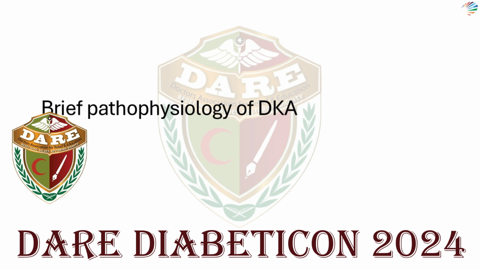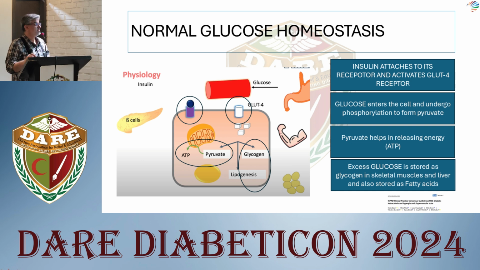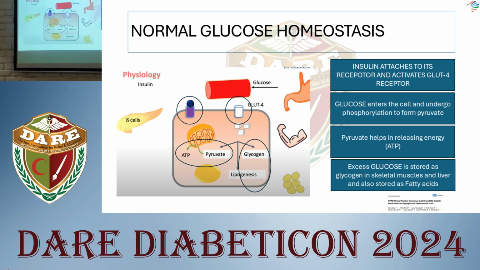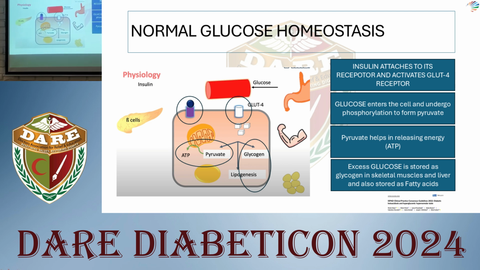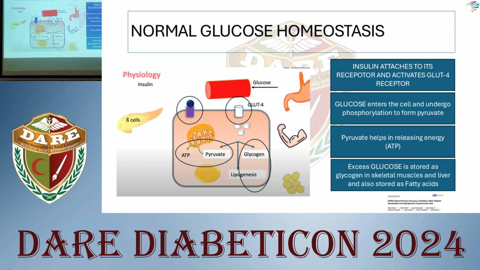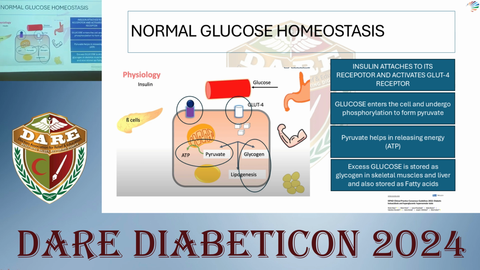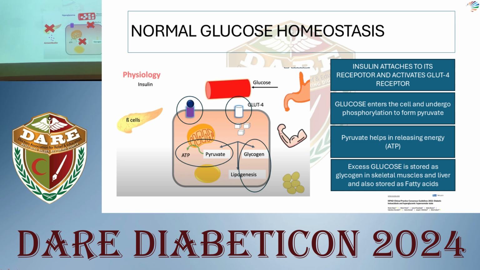So as we all know, in the normal situation, there is glucose in the body and insulin which combines with the insulin receptors, and this ultimately stimulates the GLUT4 receptor, and the GLUT4 receptor makes entry of glucose inside the cell. This glucose then gets phosphorylated into ATP, and the extra amount of glucose gets converted into glycogen in the skeletal muscles, and it gets converted into lipids by the process of lipogenesis. This is what normally happens.